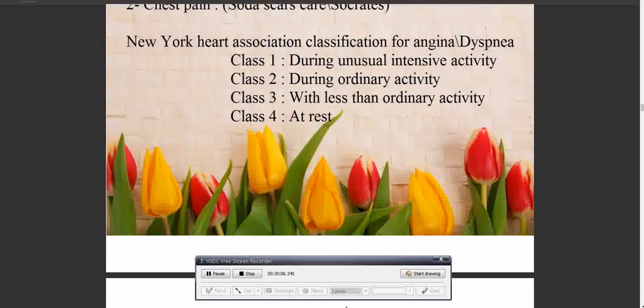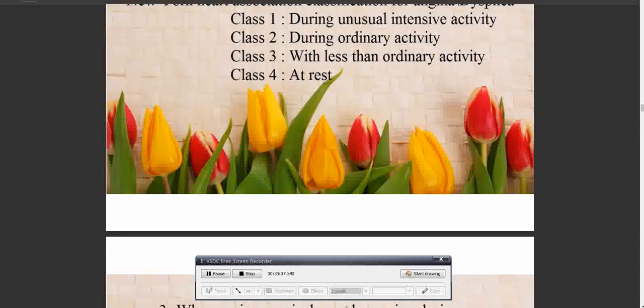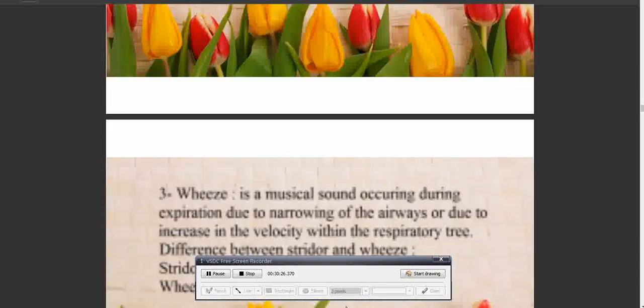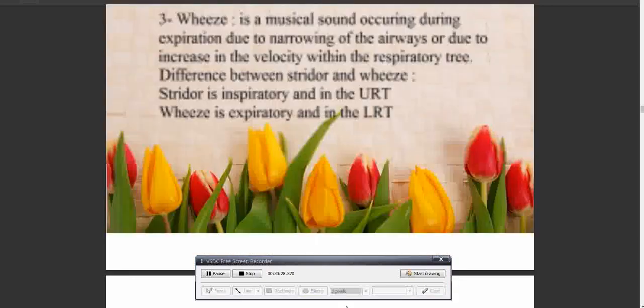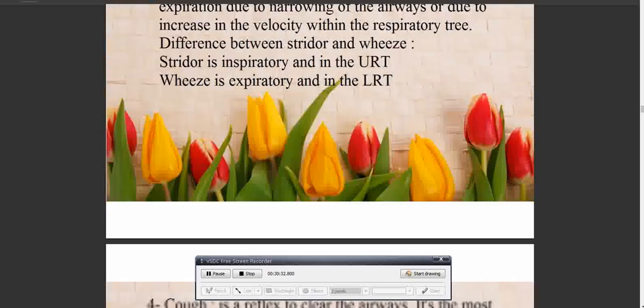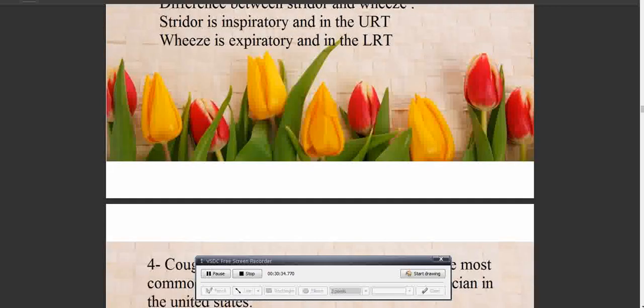Check on chest pain, Socratize it, and that is that. So the classification of angina or dyspnea: class 1 during initial intensive activity, class 2 during ordinary activity, class 3 with less than ordinary activity, and class 4 at rest. So we check that wheeze is a musical sound occurring.